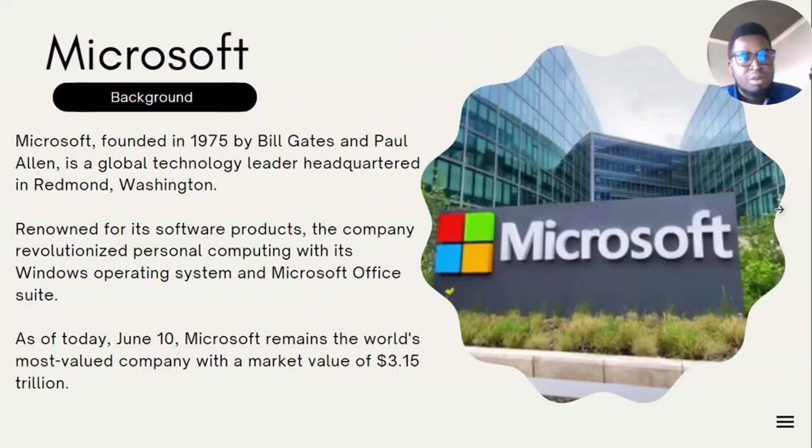So first and foremost, Microsoft was founded in 1975 by Bill Gates and Paul Allen, the pioneers of this venture, and these two saw it become a global technology leader. Its headquarters is in Redmond, Washington, though it has a campus in Silicon Valley, and it's renowned for products most of us have used since time immemorial, like Windows, Microsoft Office, among other things.